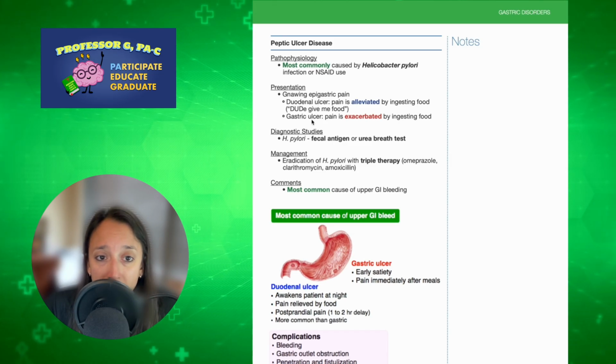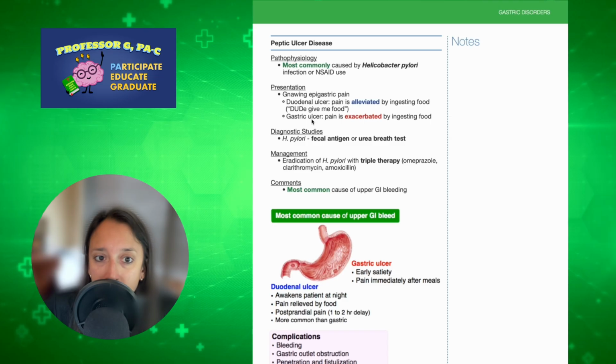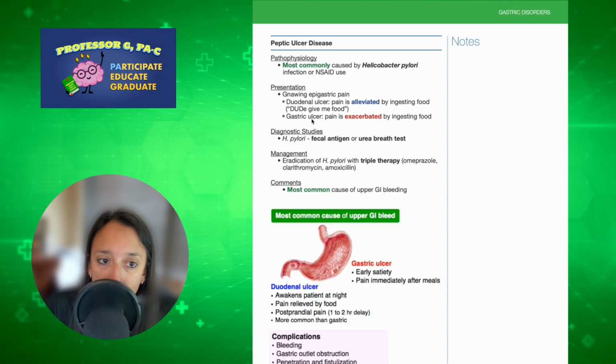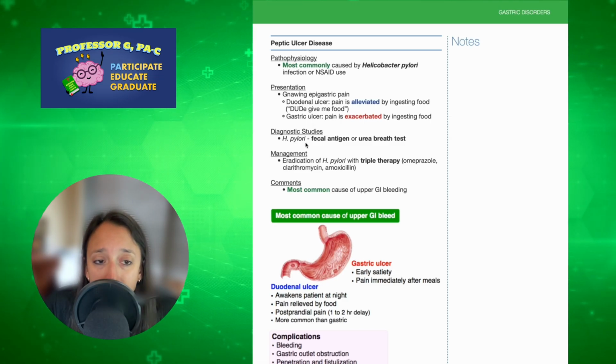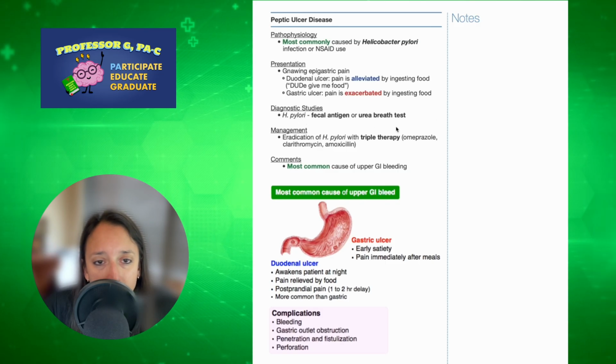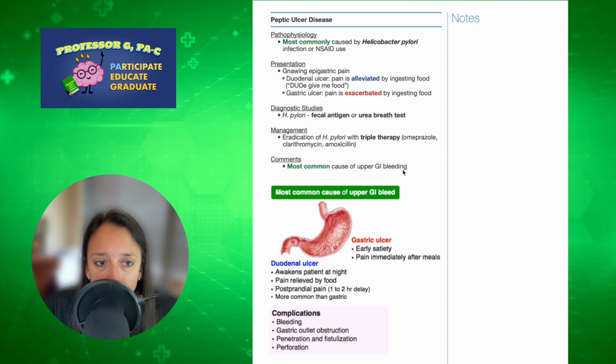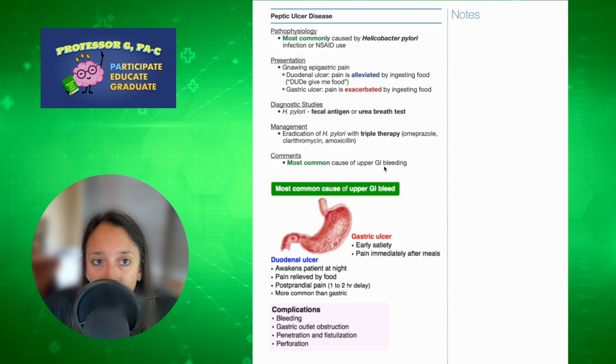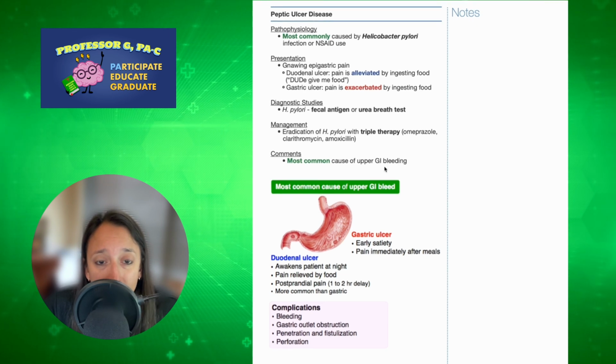Gastric ulcers tend to be painful right after eating the food because the food's going directly into the stomach where the ulcer is located. As far as diagnostic studies, we want to rule out H. pylori as the cause. Usually urea breath test is considered first line, or a fecal antigen test. If it is H. pylori induced peptic ulcer disease, we need to give at least triple therapy. In some areas that are resistant, we do quadruple therapy.